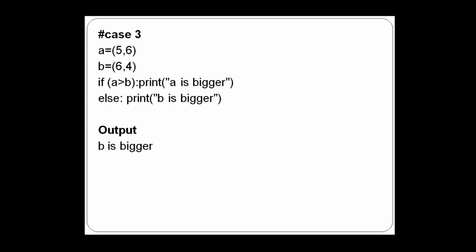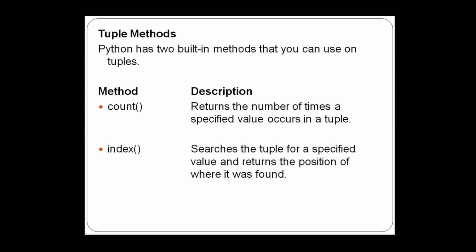And case 3. The first element of tuple A is 5 and the first element of tuple B is 6. When you compare 5 and 6, which is greater? B. B is greater, so you say tuple B is greater. So this is how you'll be comparing two tuples. First element with the first element, second element with the second element, third with the third, fourth with the fourth, fifth with the fifth, and so on. So this is how you'll be comparing two tuples, right?